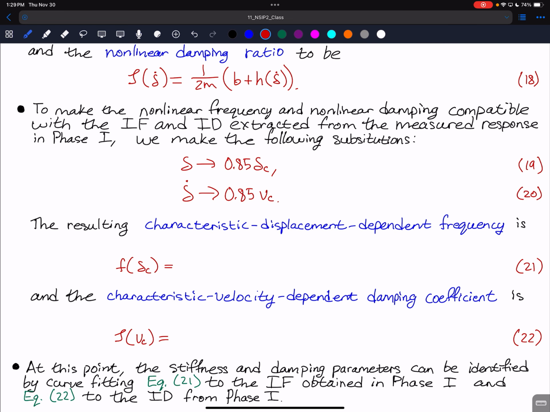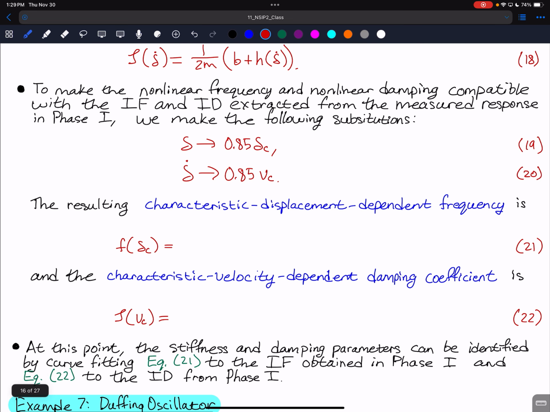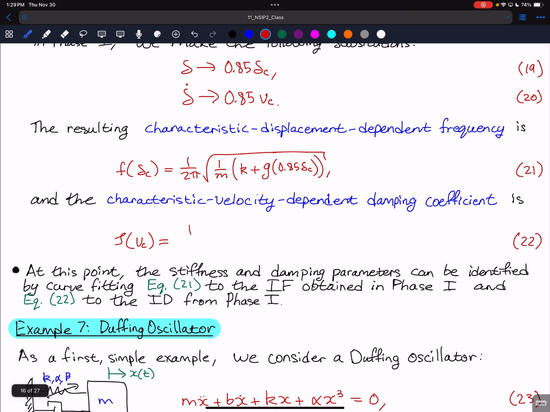So after doing that substitution, we can define the characteristic displacement dependent frequency as the quantity 1 over 2 pi times the square root of 1 over m times k plus g evaluated at 0.85 times delta c. And the damping then becomes 1 over 2m times b plus h evaluated at 0.85 vc.